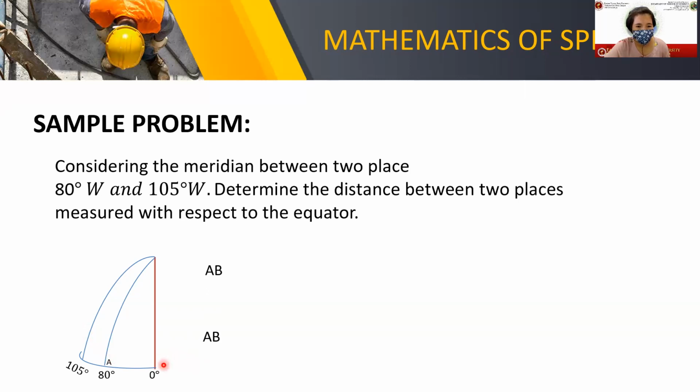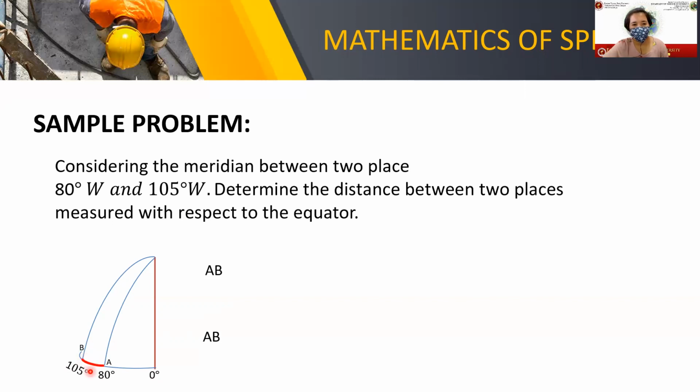So let's just say the latitude here is 0, which means it is along the equator only. So how are we going to determine the distance between these two?